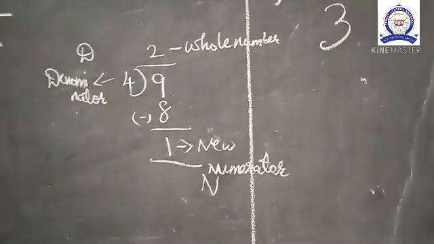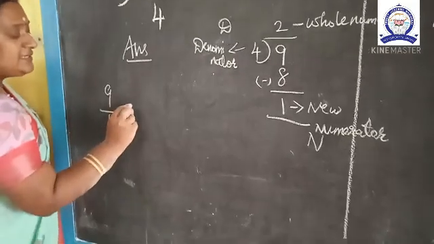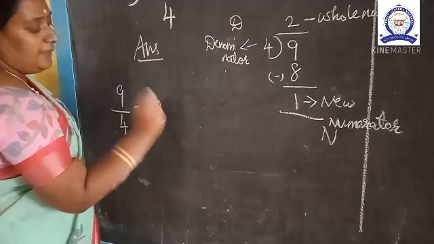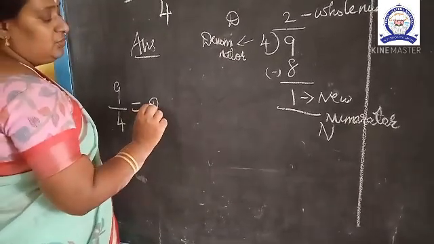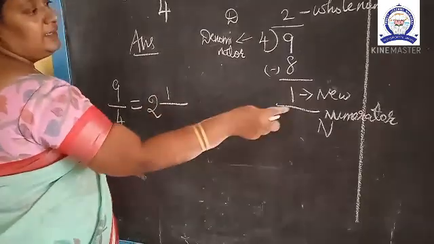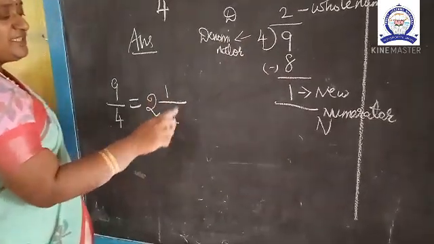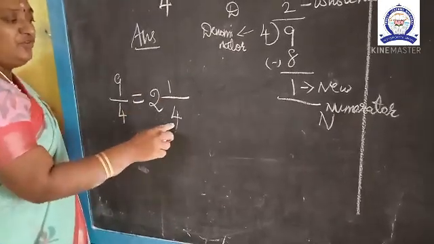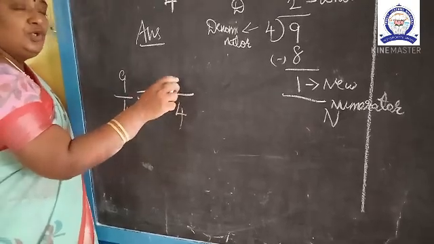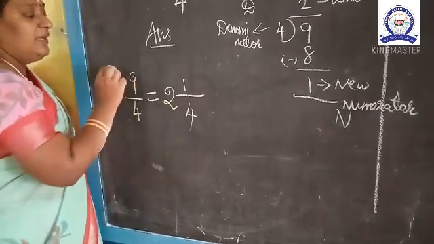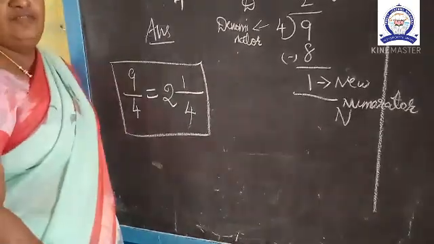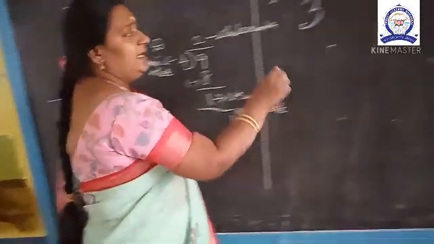Okay, now 9 by 4 is a mixed fraction, how did we convert? So this whole number part 2, 2 into this new numerator 1 by 4. So now the mixed fraction is converted. 2 into 1 by 4. 2 is the whole number, 1 by 4 is the proper fraction. Proper fraction: numerator is less than denominator. So what did we do? We converted the given improper fraction into a mixed fraction. Okay? Similarly, see the second question.